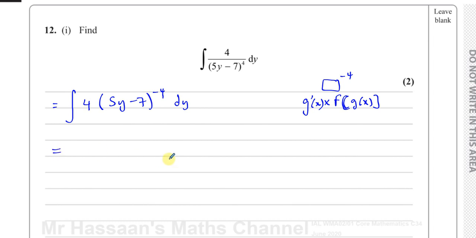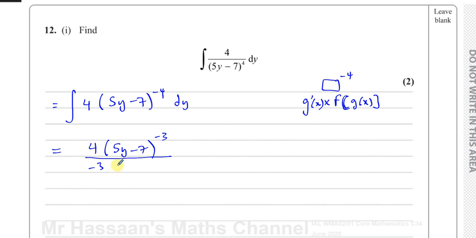People do it in lots of different ways. The way I like to do it, to make sure that we're on the right tracks, is to write this out as 4 times (5y minus 7). Now, what type of function is being integrated? It's just like a polynomial, something to the power of something. So how do you integrate something like that? You add 1 to the power, so that's going to become minus 3, and then divide by the new power. That's how you integrate such a thing, or a polynomial.